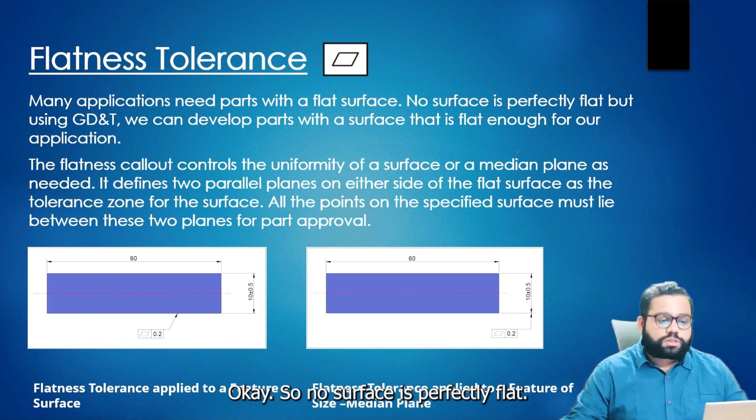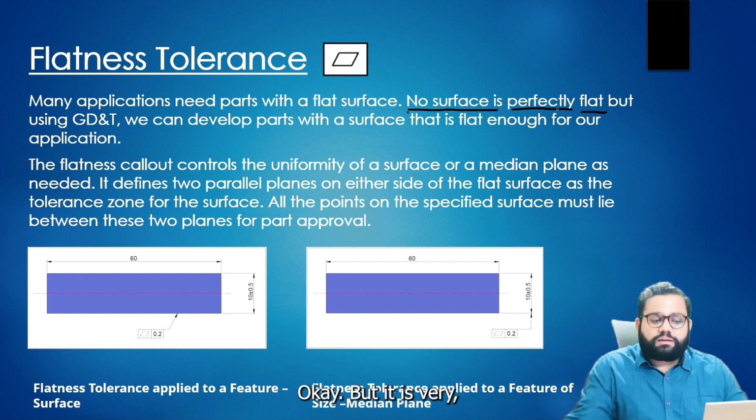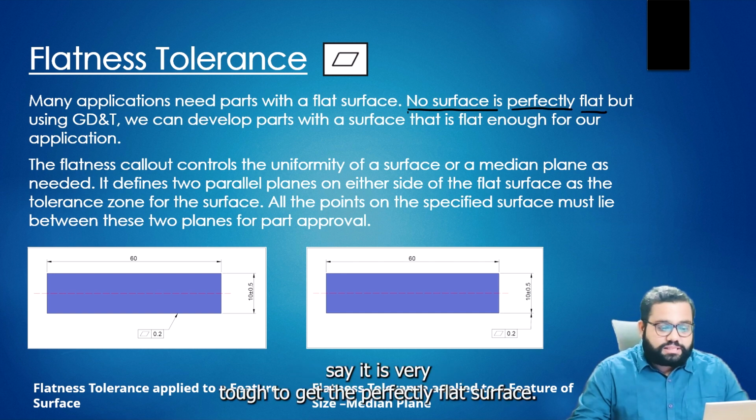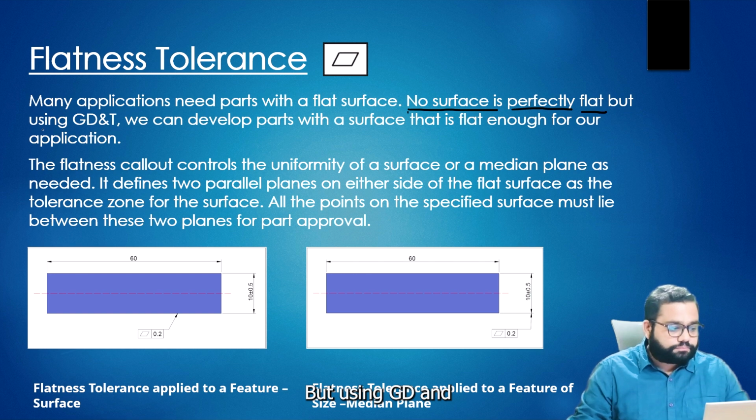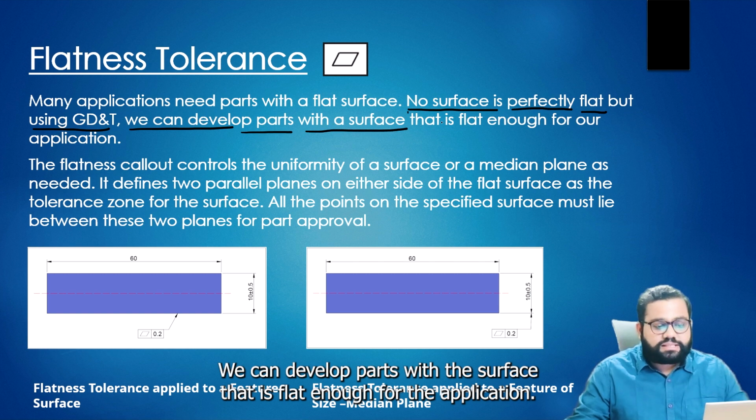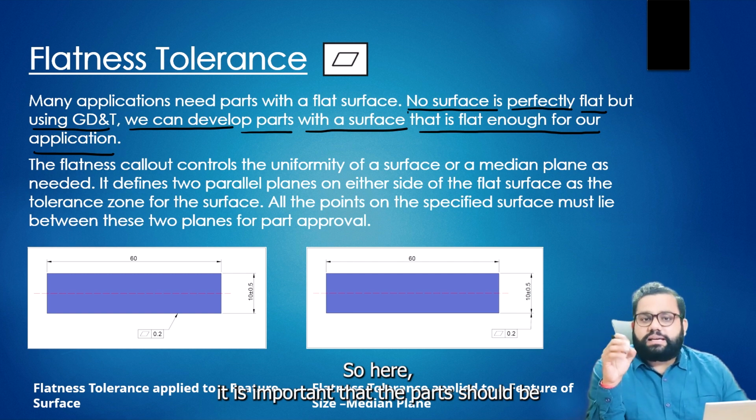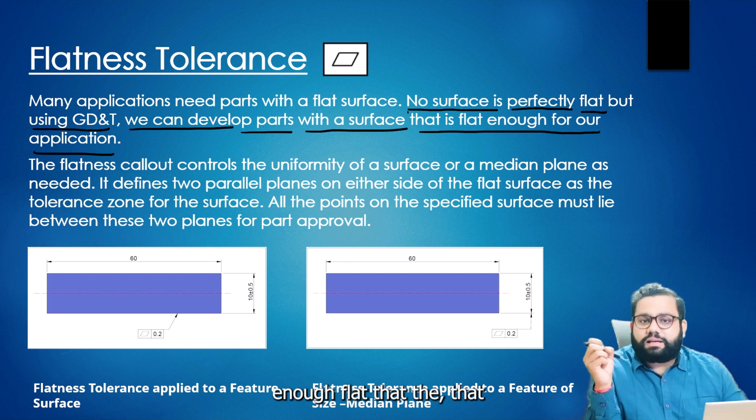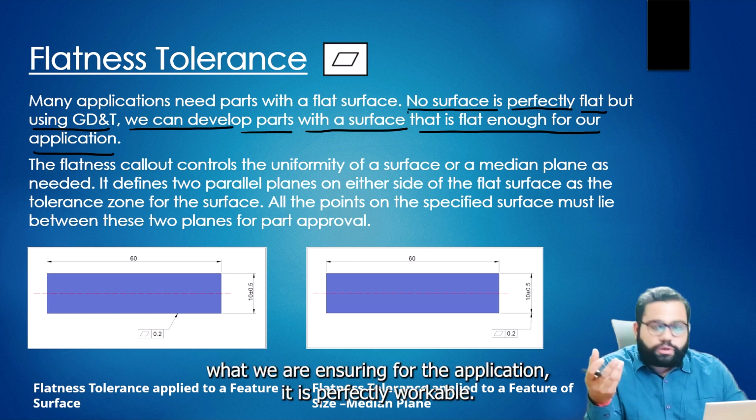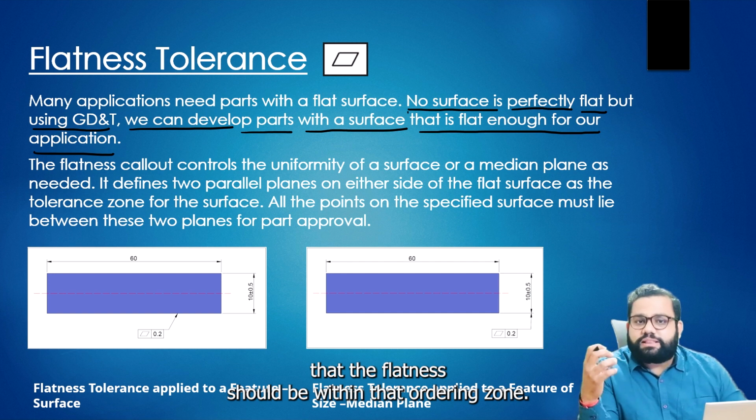No surface is perfectly flat. Whatever we can do, we are doing with machining, but it is very tough to get a perfectly flat surface. Using GD&T, we can develop parts with a surface that is flat enough for the application. It is important that the parts be flat enough that the application is perfectly workable, so we need to ensure the flatness is within the tolerance zone.